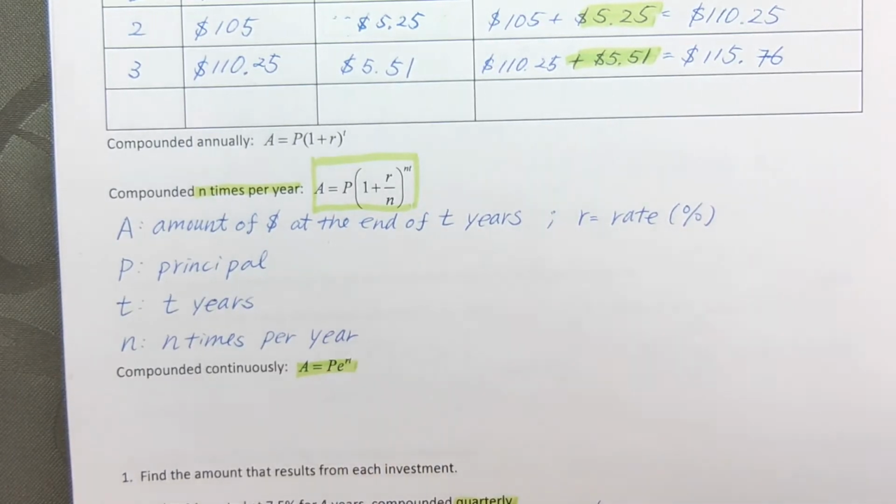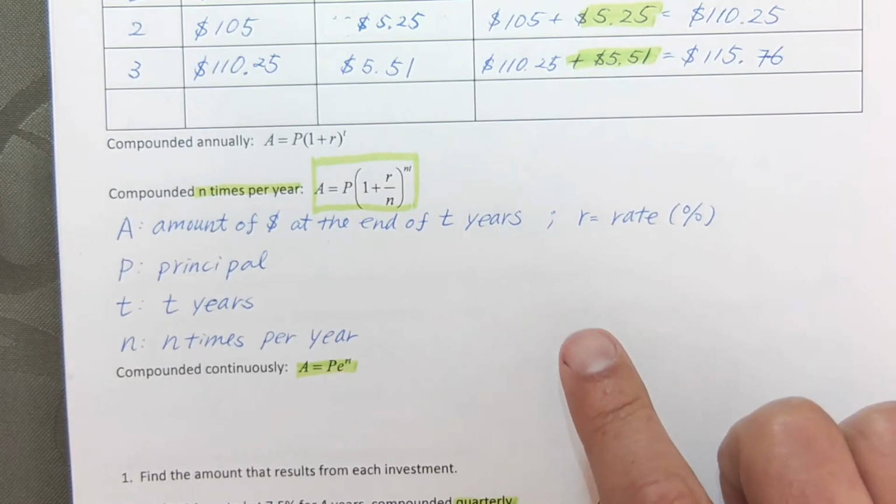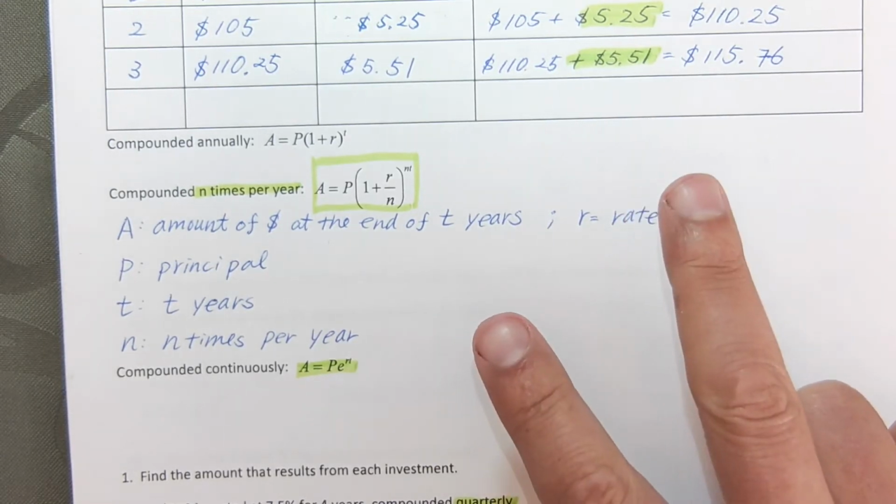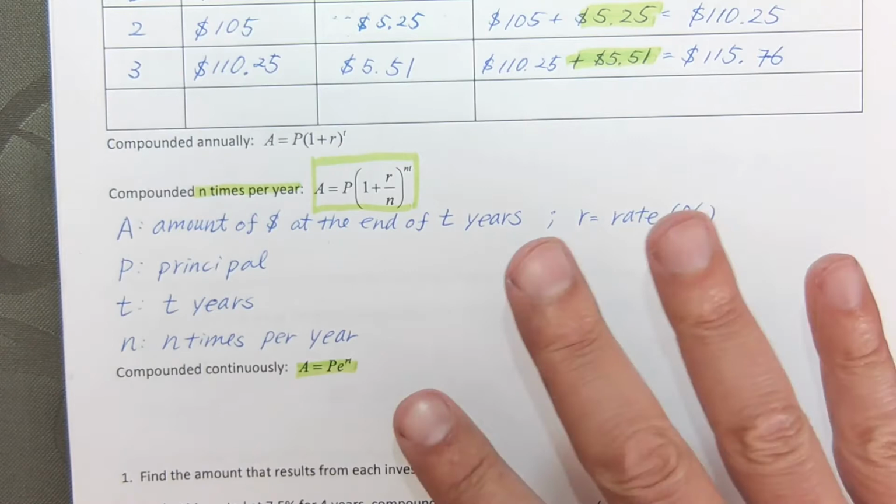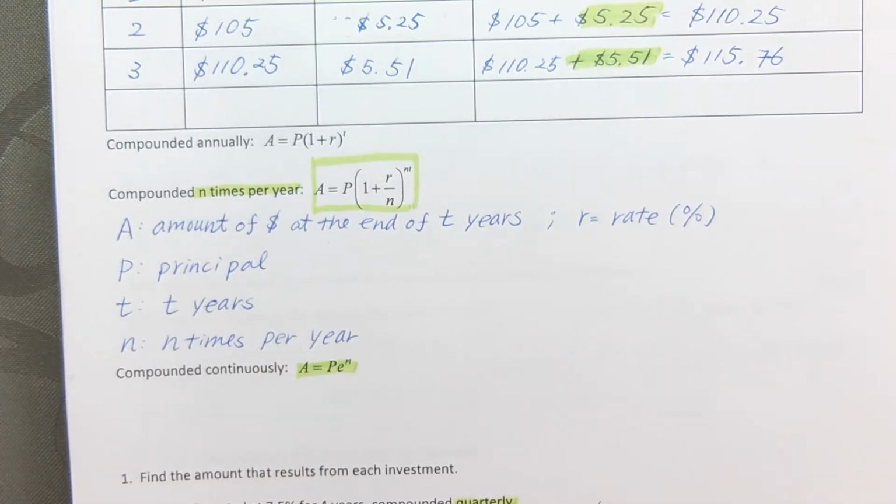So if you say that it's compounded annually, that means that N equals 1. If it's compounded semi-annually, N equals 2. If it's compounded quarterly, N would be 4. If it's compounded monthly, N would be 12. Daily, 365, and so on.